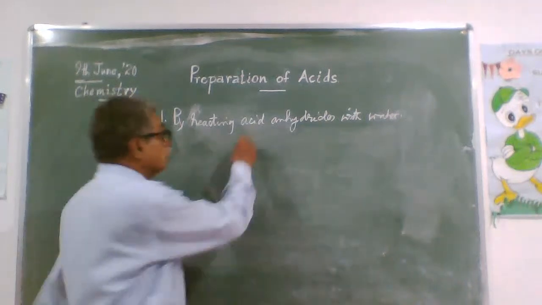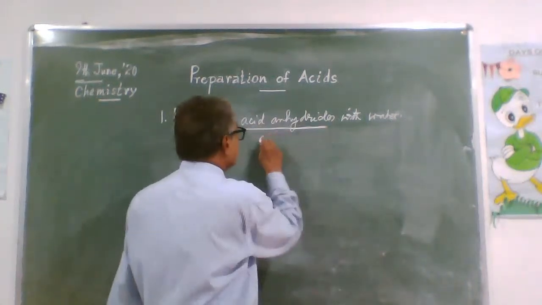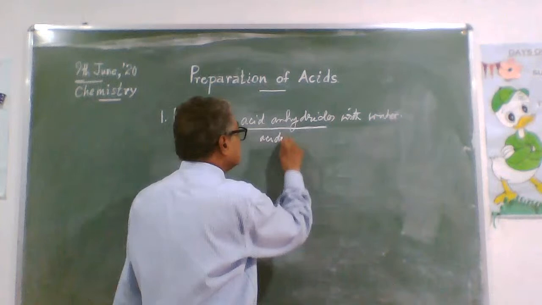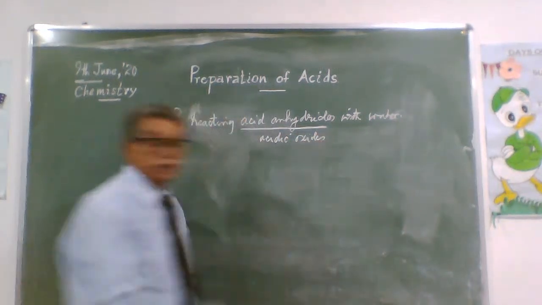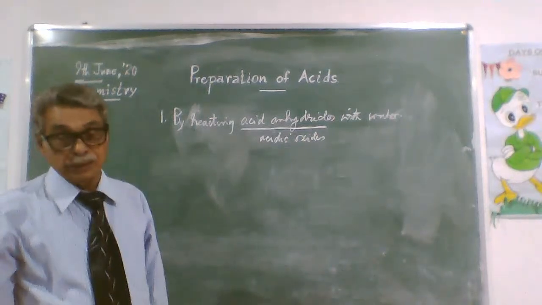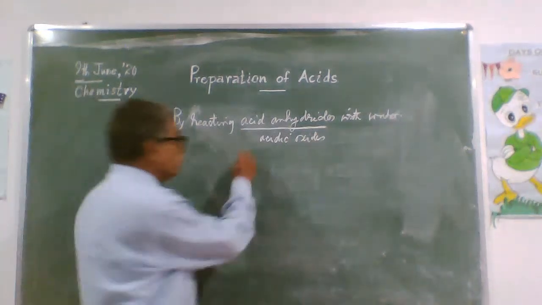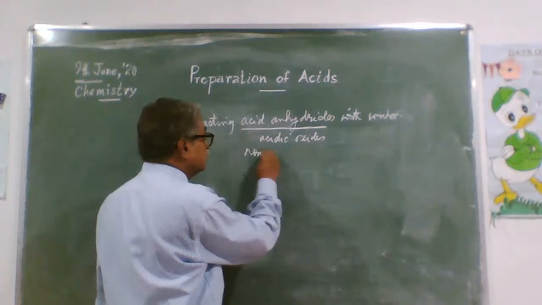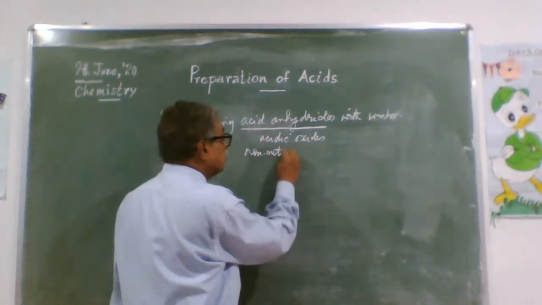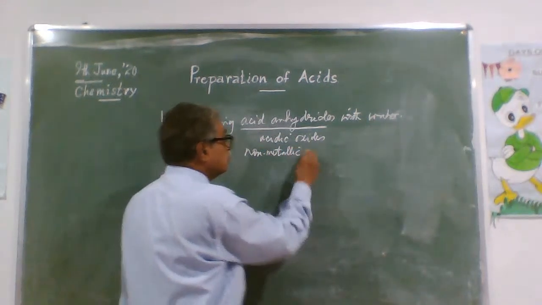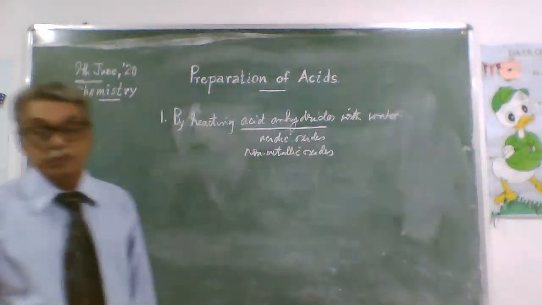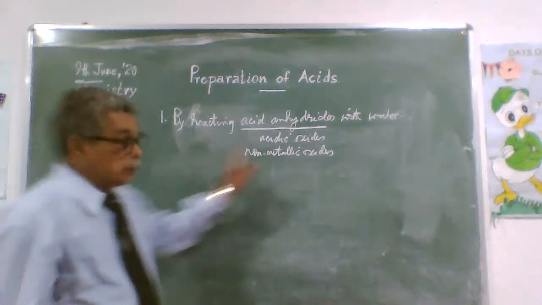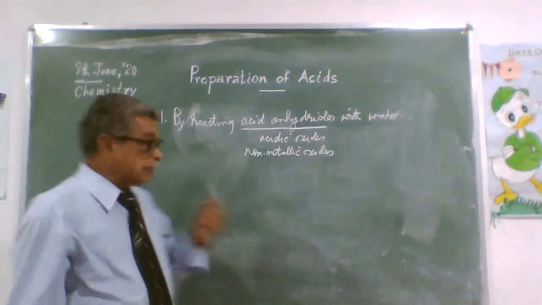Acid anhydrides are also called acidic oxides. Another name given to acid anhydrides is acidic oxide, or they can also be called non-metallic oxides. So by reacting non-metallic oxides with water, you get acids. How? Let's take an example.